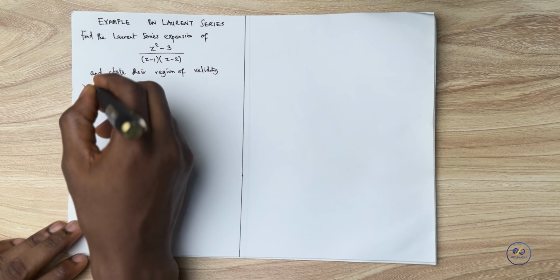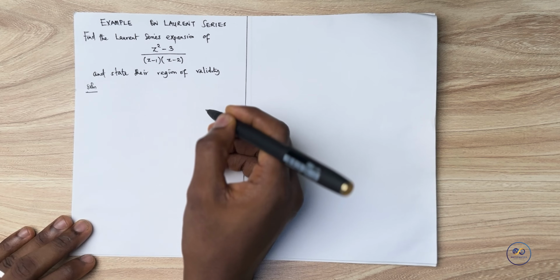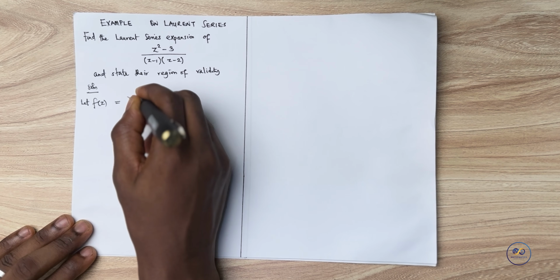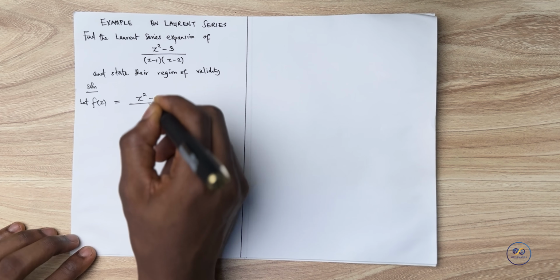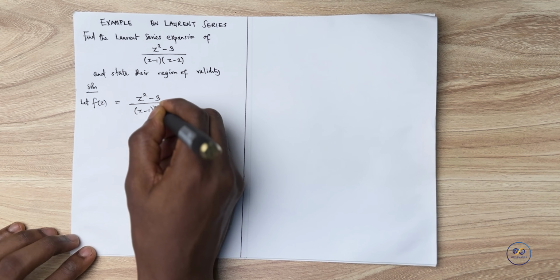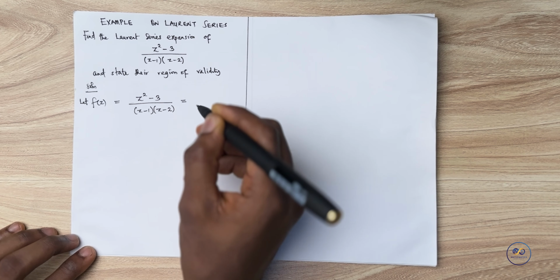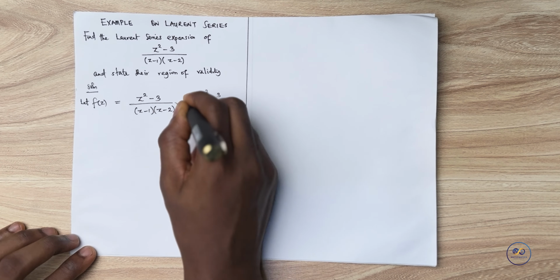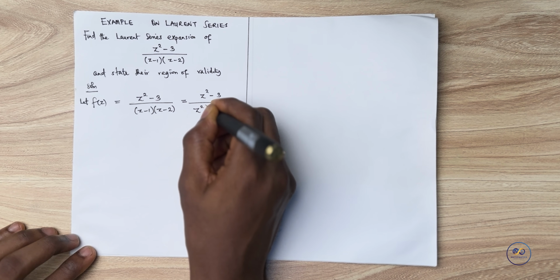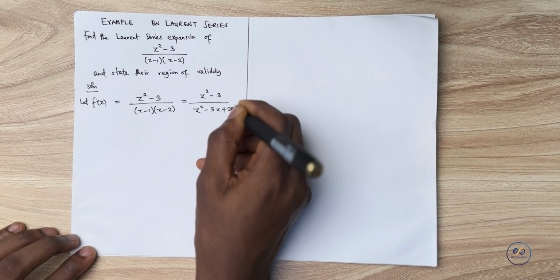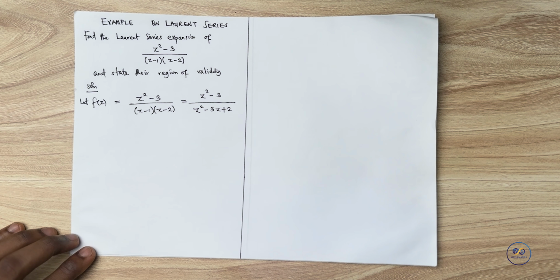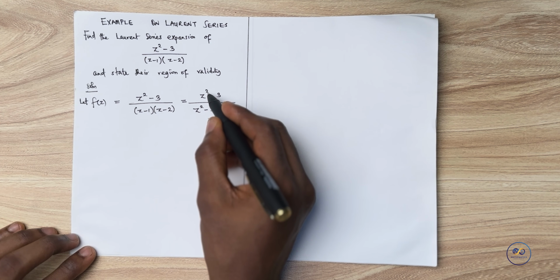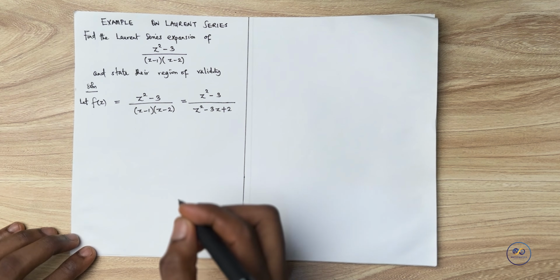What do we mean? Of course, the very first thing we know is for this function, let f of z be equal to z squared minus 3 divided by z minus 1, z minus 2. Now, if we expand the denominator, just so that we are clearly sure of what exactly is going on, the denominator would become z squared minus 3z plus 2. From here, we can immediately see that we have the degree at the numerator being 2 and the degree at the denominator being 2. They are both quadratic.